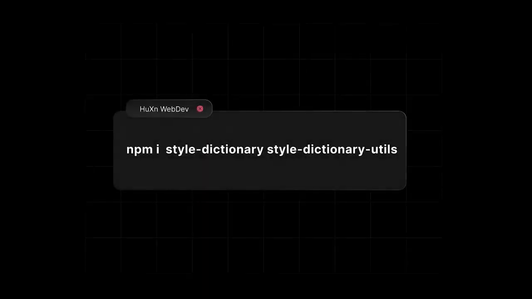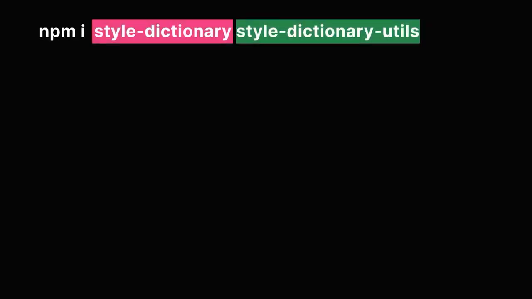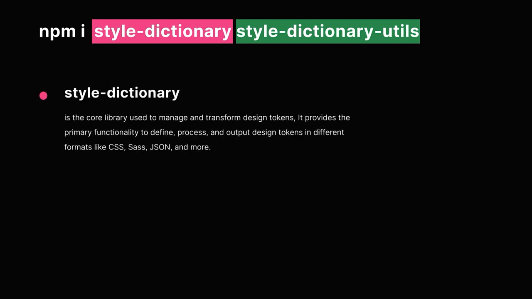You just have to write npm i to install there, and then you have to specify style-dictionary and also style-dictionary-utils. So what is that style-dictionary thing and what is that style-dictionary-utils thing? So Style Dictionary is a core library used to manage and transform design tokens. It provides a primary functionality to define, process, and output design tokens in different formats like CSS, Sass, JSON, and so much more, which we just discussed a few seconds ago.